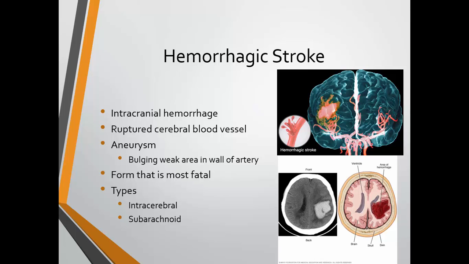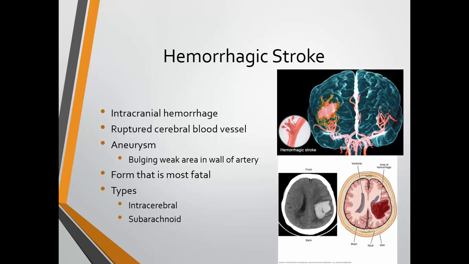Your subarachnoid type is bleeding into the spaces around the brain, and the blood will enter into the brain tissue, causing damage. So your hemorrhagic CVAs occur suddenly, usually during activity. Hypertension is going to be your most common cause, but it can also be from a rupture of a brittle artery wall, a ruptured aneurysm, or it could be from trauma or tumors.